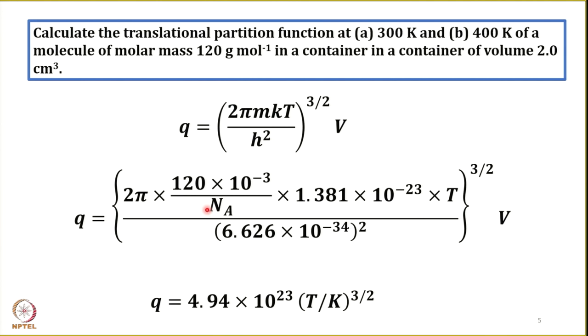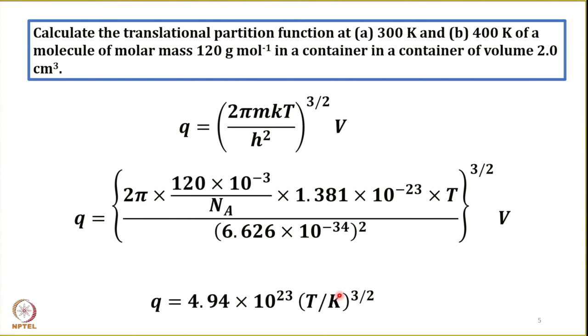particle, you need to divide by Avogadro constant, which is 6.023 into 10 to the power 23, and to convert gram into kilogram, another factor of 10 raised to the power minus 3 is required. This is Boltzmann constant, and I'm keeping T as general, and Planck's constant is 6.626 into 10 raised to the power minus 34. So when you calculate this, Q turns out to be 4.94 into 10 raised to the power 23 multiplied by temperature in Kelvin raised to the power 3 by 2.